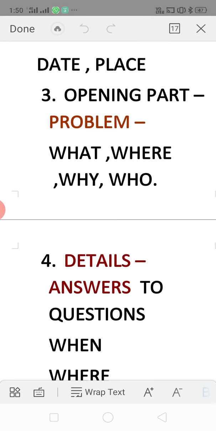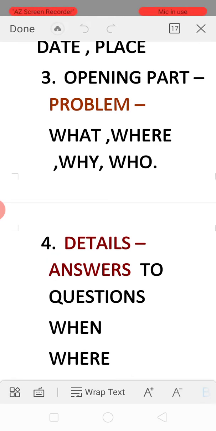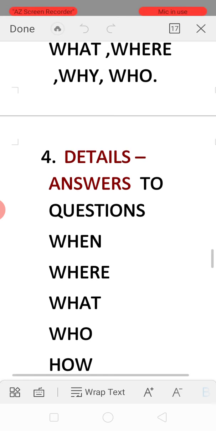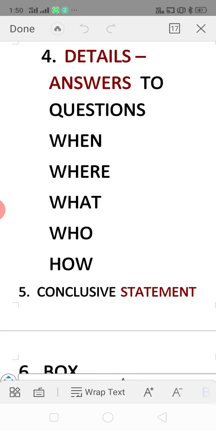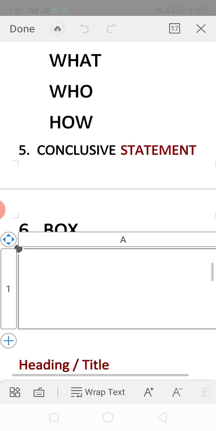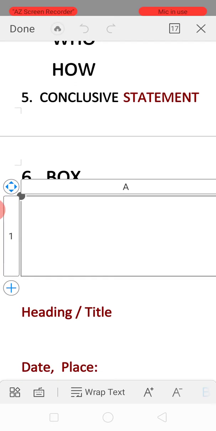Third is the opening part, the problem, like what, where, why and who. What actually happened, that is the problem, the opening part of the report. Fourth part is the details. In detailing it, you have to answer the questions: when it happened, where it happened, what happened, who did it, and how did it happen. And then fifth is the conclusive statement. Conclusive statement means the final statement with which you are going to end this report. And sixth is the box. You will create a box, that is the sixth.